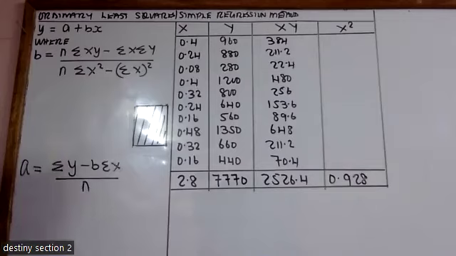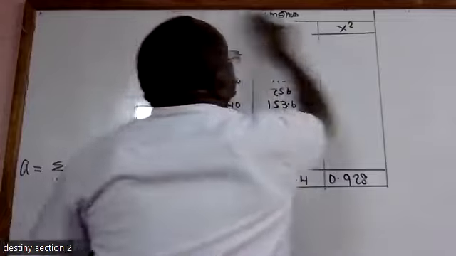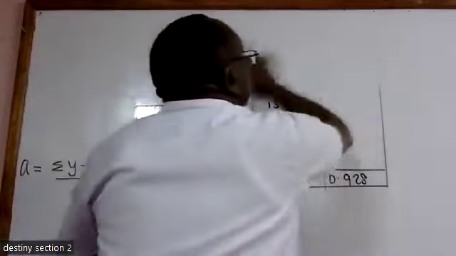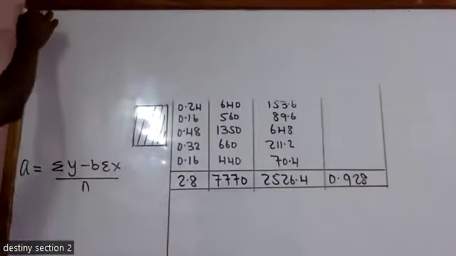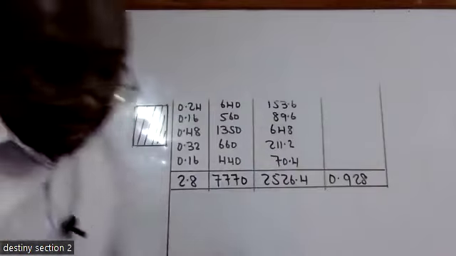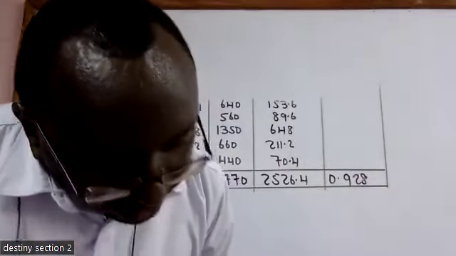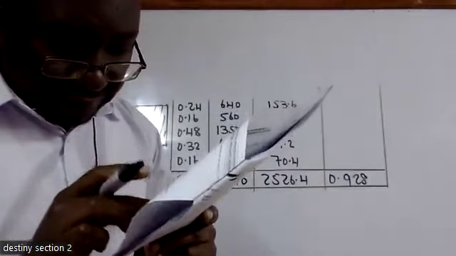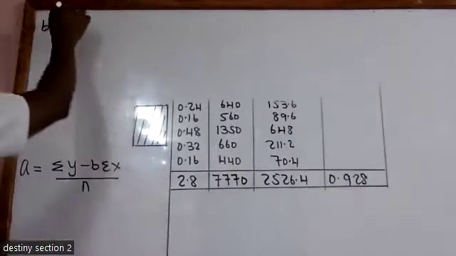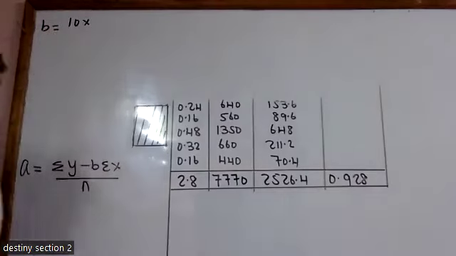So if those figures are okay, I want us now to substitute. So I want to clear here so that I can substitute. We get the value of B. B is given as N, these figures are how many? 1, 2, 3, 4, 5. 1, 2, 3, 4, 5. So they are 10. So it is N times sum of XY.